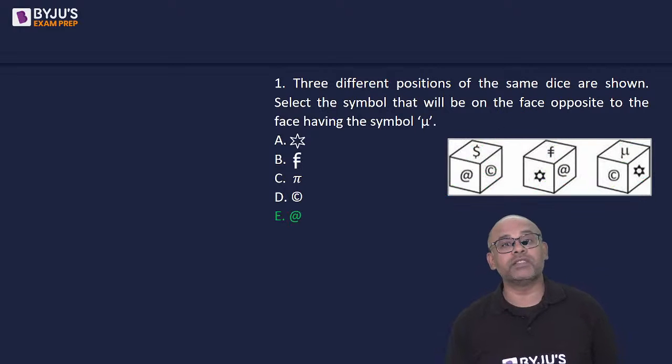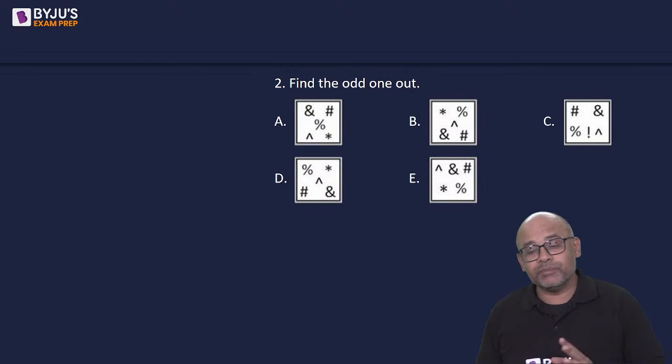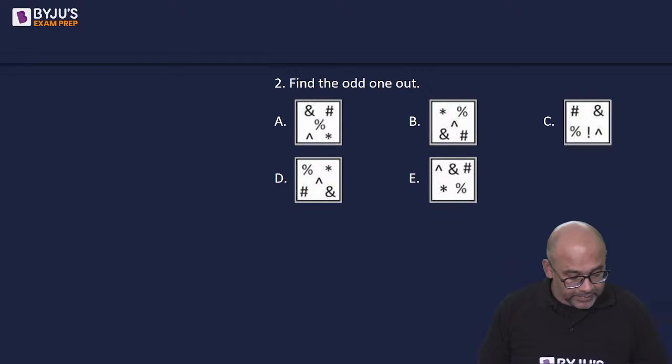So the first answer is at the rate, option E. Second one: find the odd one out. It's a very simple question. You can get the answer in 30 seconds. Go ahead and give me the answer.